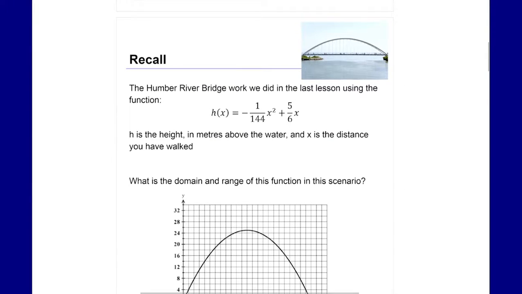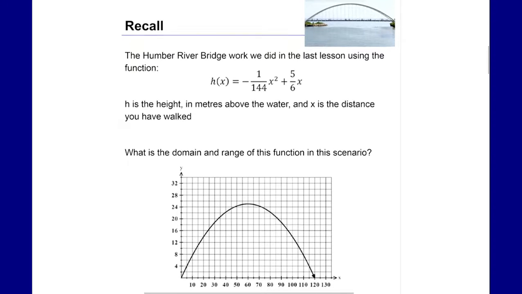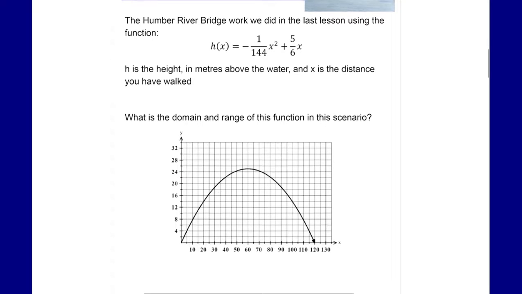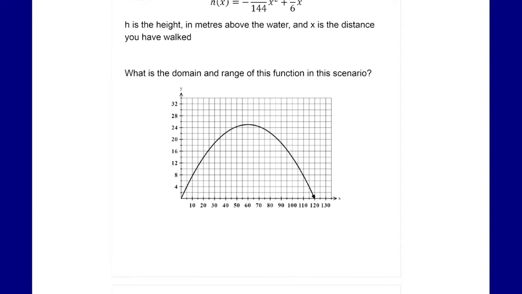If we recall from our last lesson, we talked about the Humber River pedestrian bridge in Toronto, and looking at the equation that models it. h(x) is equal to negative 1 over 144 x squared plus 5 over 6 x, where h is the height in meters above the water and x is the distance that you have walked. So if we look at that model graphically, what is the domain and range of this function in this scenario?